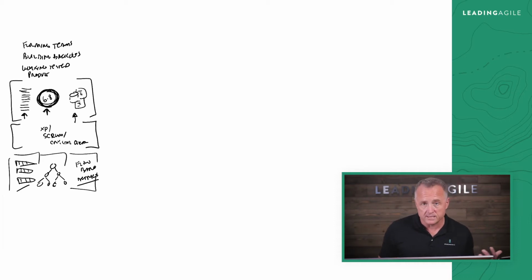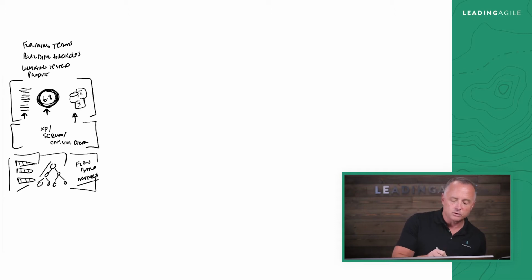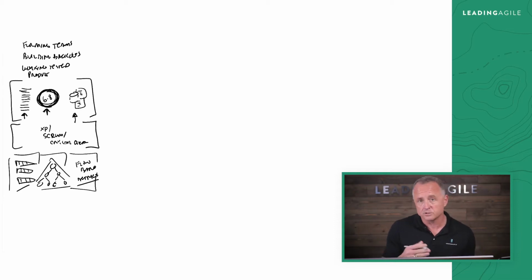Because in order to do SAFe correctly, I have to have a team-based organizational structure. I have to be organized around value streams. I have to be organized around something that's encapsulated.